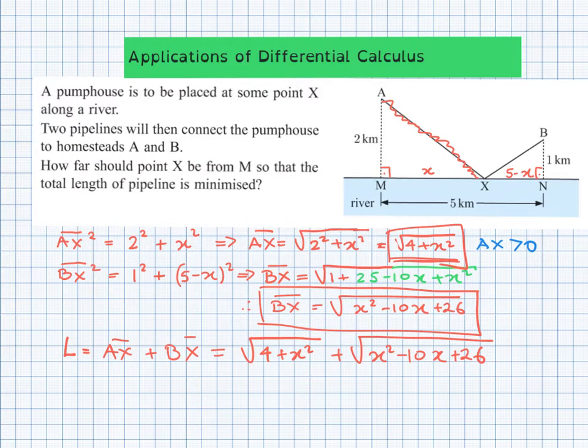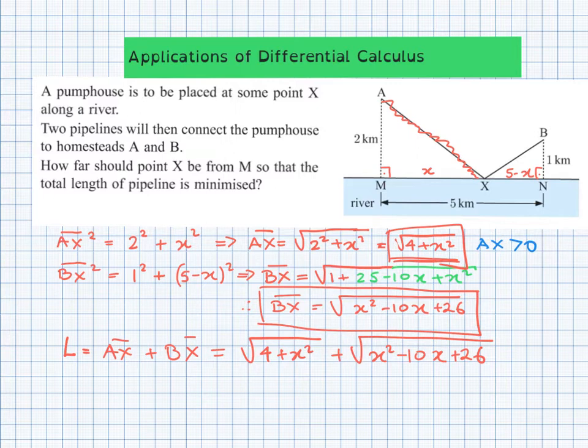Now, we do have the total length, but we have to find where this x should be from M, so that the total length of the pipeline is minimized. And as I mentioned before, in order to find minimum or maximum, we're looking at the first derivative. So let's find the first derivative. And I'm just going to go to the next page now, to the beginning on page 1. So we have a look here that the maximum length here is 5. So this x can't be bigger than 5. So x has to be less than or equal to 5.